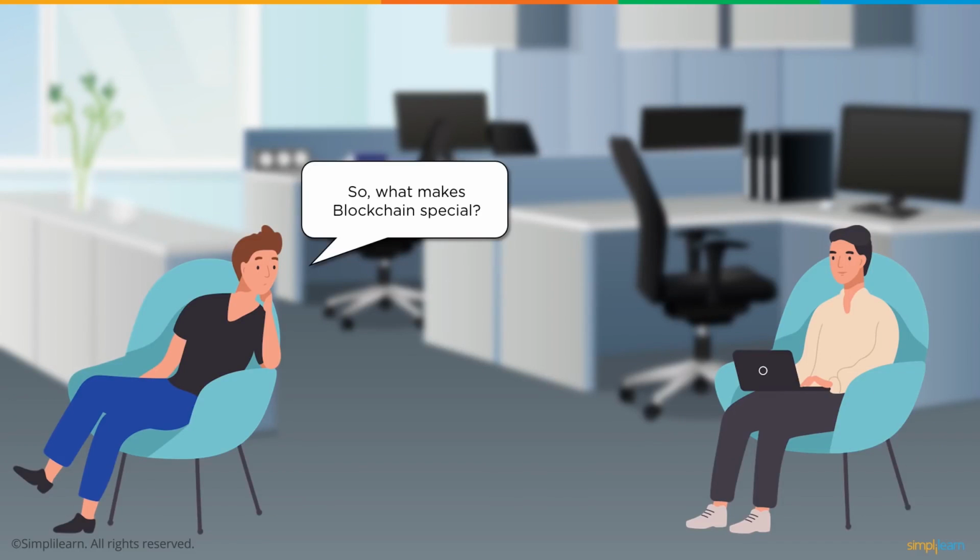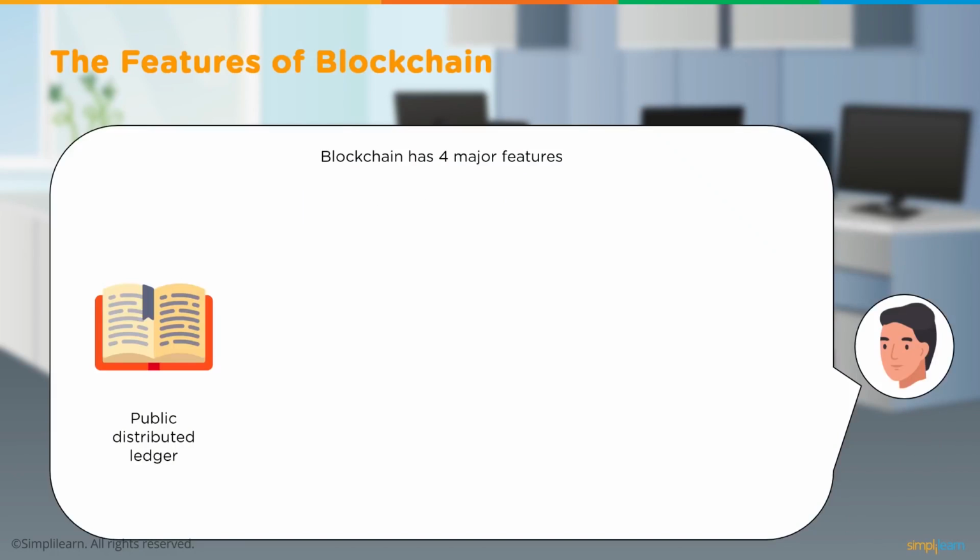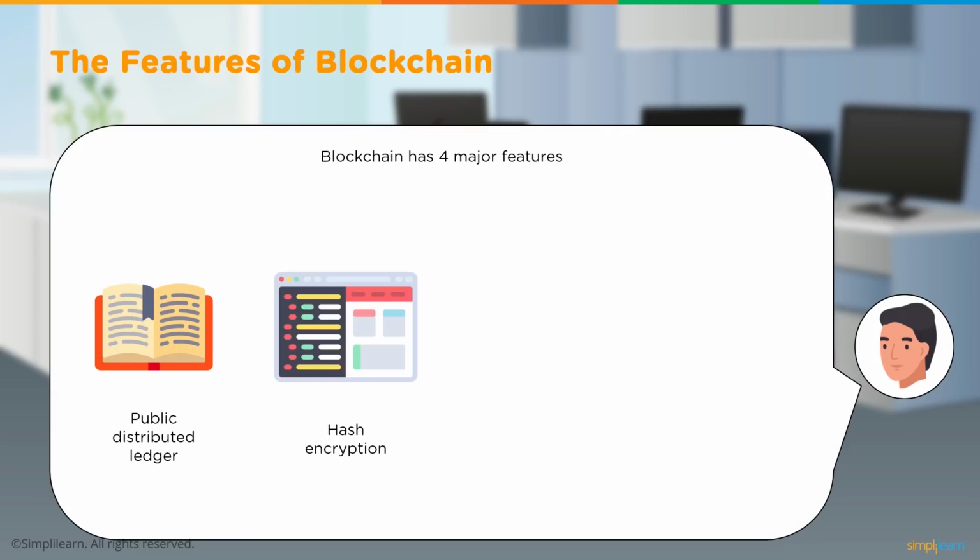Now, what makes blockchain special? These are the four special features of blockchain which we're going to talk about in detail. It is a public distributed ledger. It works using hashing encryption. Each and every block has a hash value, which is the digital signature of the block.